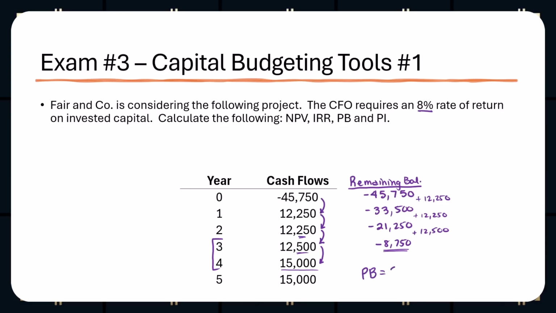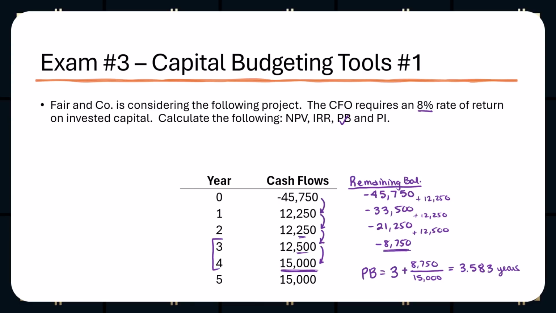Additionally, our payback period will be 3 plus this remaining balance in absolute value terms. So we'll take the $8,750, I'm ignoring the negative sign, and then I'm dividing it by the next cash flow that I will receive at the end of year 4. And when I do this in the financial calculator, I find that the payback on this particular project is 3.583 years.